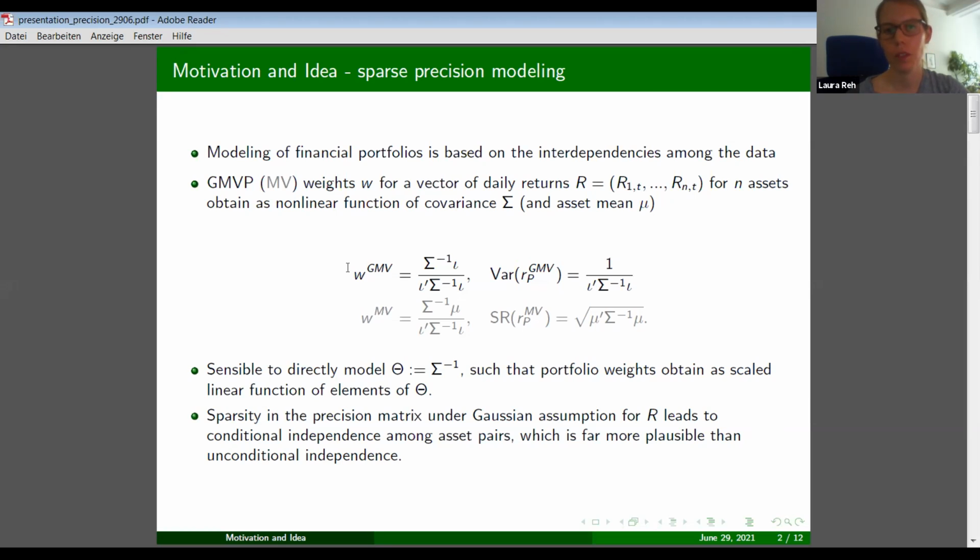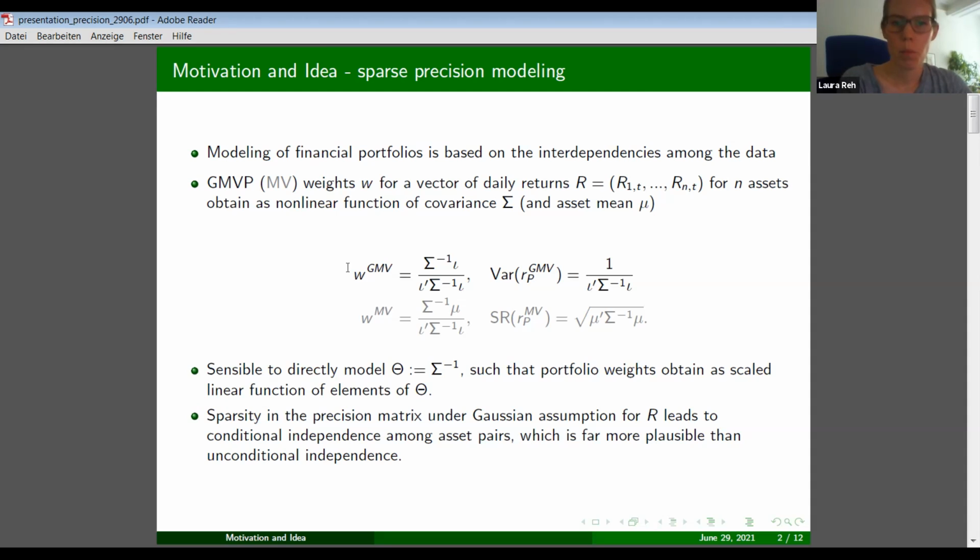The weights and also how they are related to the precision matrix, and particularly if we want to impose restrictions like penalties on the amplitude of the GMVP weights, short selling, etc., then we can directly connect them to the elements or blocks of elements of the precision matrix. On top of that, if it comes to high-dimensional applications, then typically sparsity is something that we need to take into account. We need to lower estimation noise and so on.